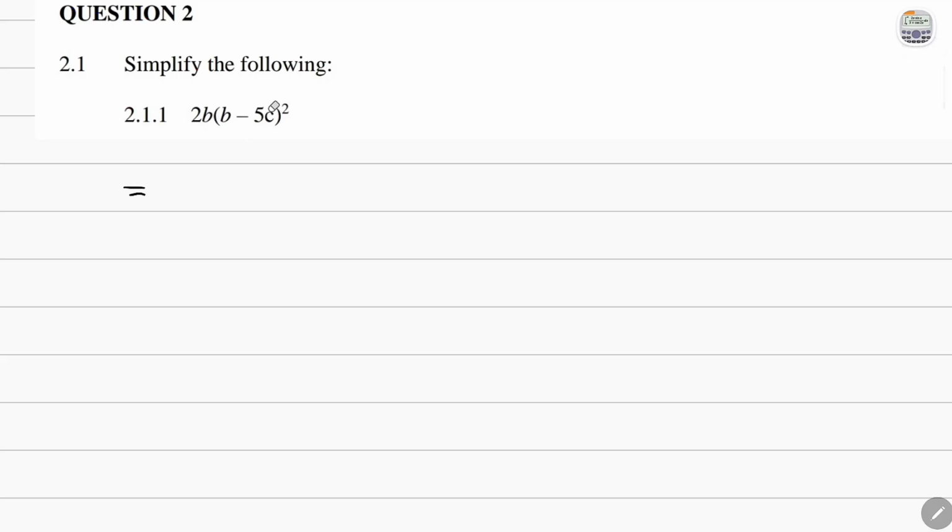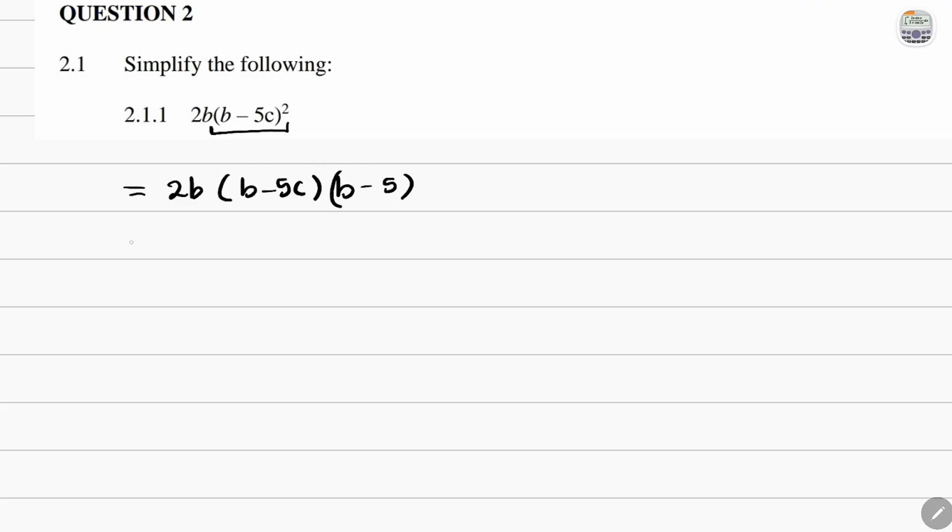Okay, so we have 1 term times 2 terms, but then that is squared. So we can work with that squared. You see, if we have x squared, if we expand, this is x times x. So in the same way, we'll just leave that as 2b. Because this is squared, we'll rewrite it twice. So it's b minus 5c times b minus 5c.